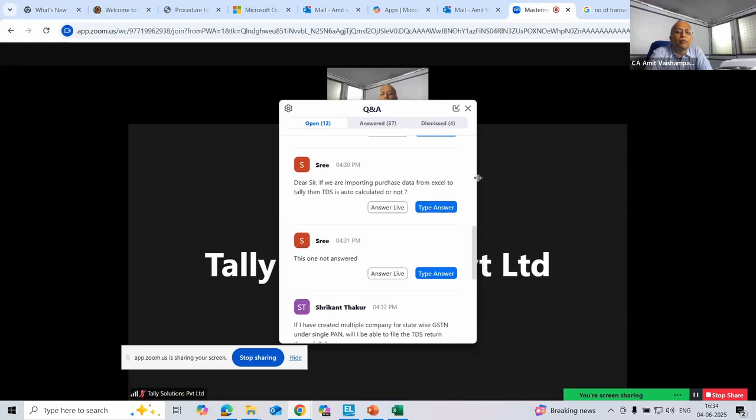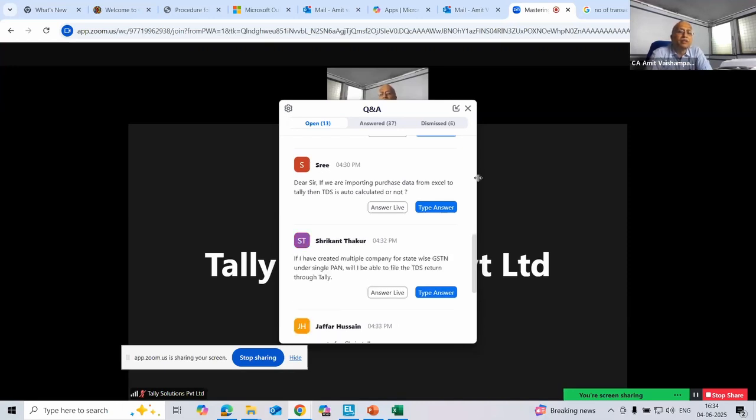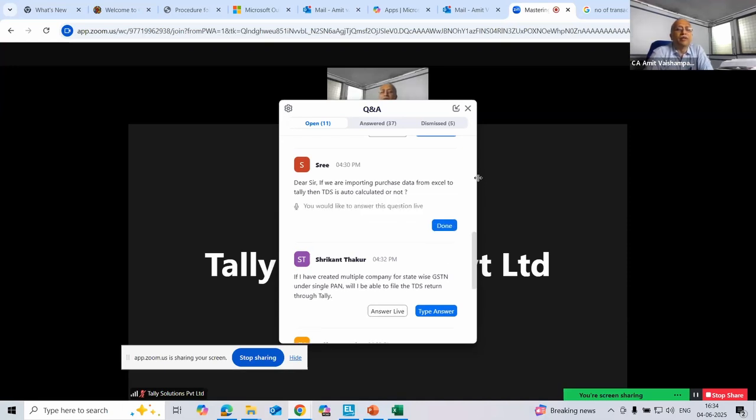Dear sir, if we are importing purchase data from Excel to Tally, is TDS auto calculated or not? Yes, it depends on how you are importing the data. If the Excel template you import is correct, then the TDS will get imported. It will have the TDS impact.